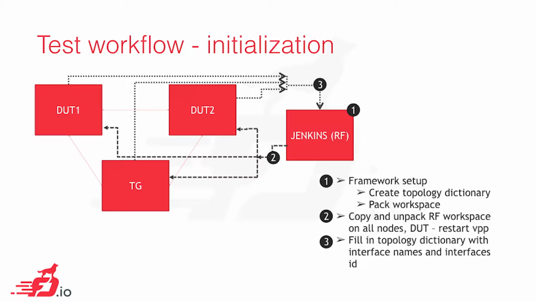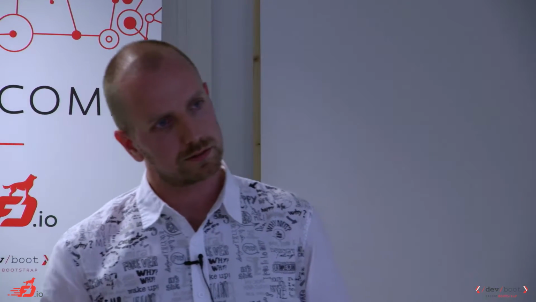The first step is that you read the topology file, you create a dictionary from that, then you copy your local workspace and you copy it to all the nodes. So you can use the same code from the workspace, not only on your development VM or Jenkins in the LF infrastructure, but you can use also the same code on all the nodes. On the TG, the virtual environment is also created, I guess.